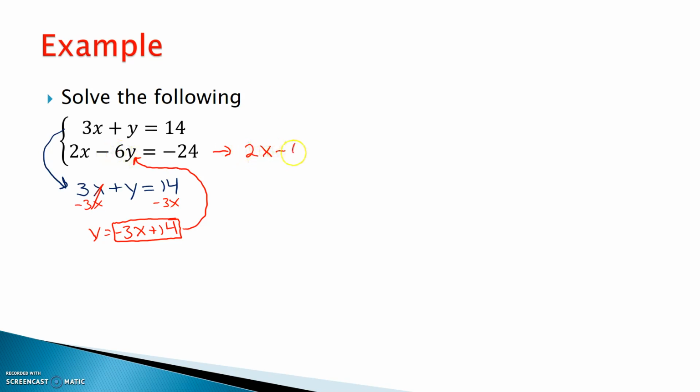Minus the 6. But instead of that y, what am I going to replace it with? All of this, I want to make sure I put it in parentheses. Negative 3x plus 14. So in a different color here so you guys see it, that I'm actually picking it up and dropping it in for the y, is equal to negative 24.